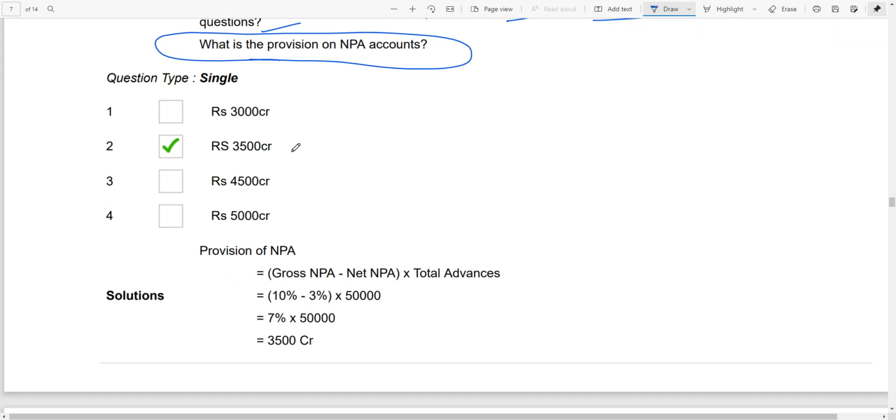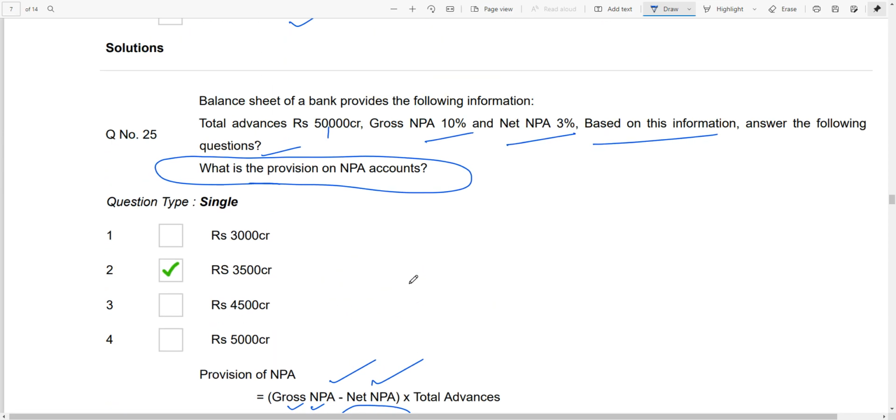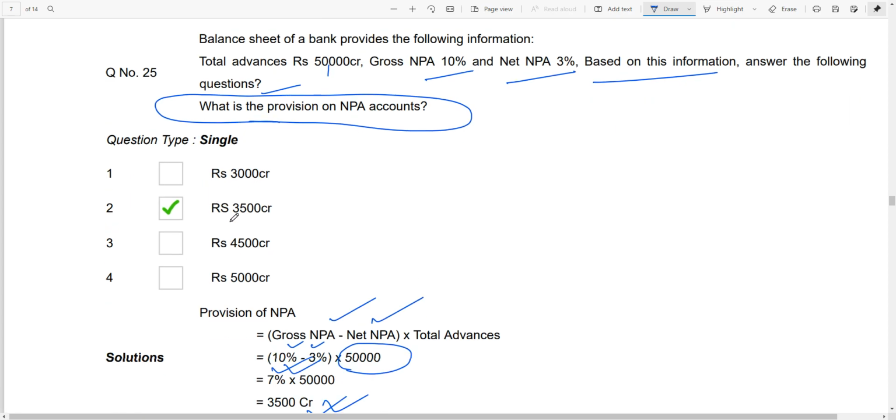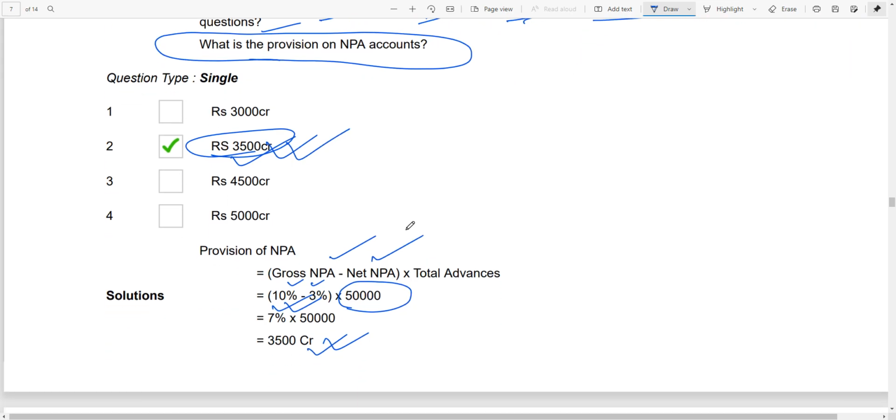So, provision on NPA: gross NPA minus net NPA, 10% minus 3%, which is 7%. Total advance is 50,000 crore. So, 3,500 crore. Total advance 50,000 crore, gross NPA 10%, net NPA 3%. So the provision on NPA will be gross minus net NPA equal to 7%. So the provision will be 3,500 crore. This is the correct answer.